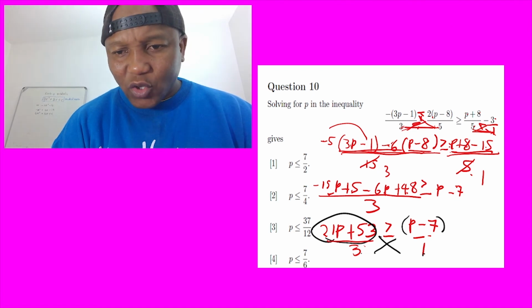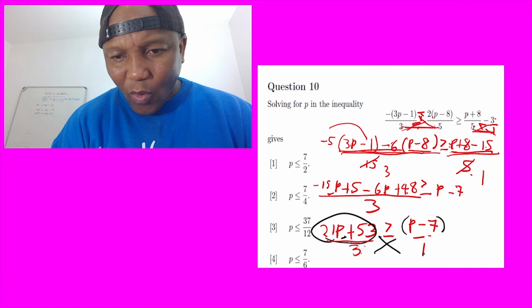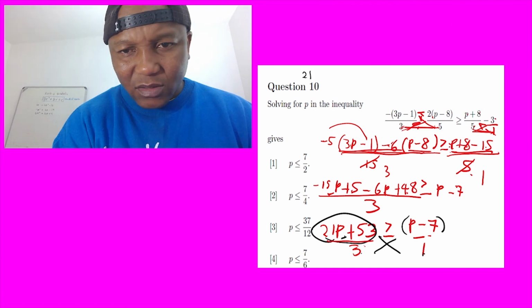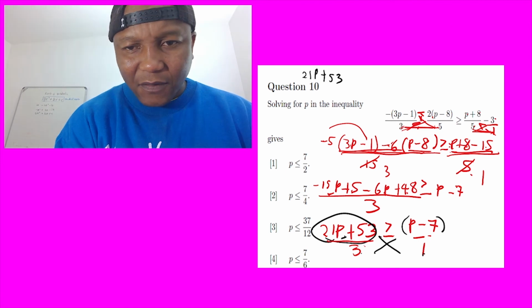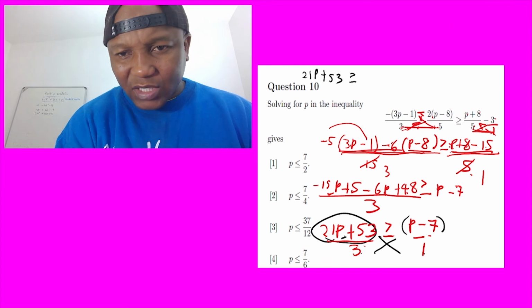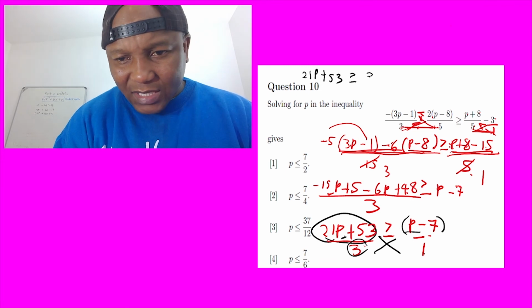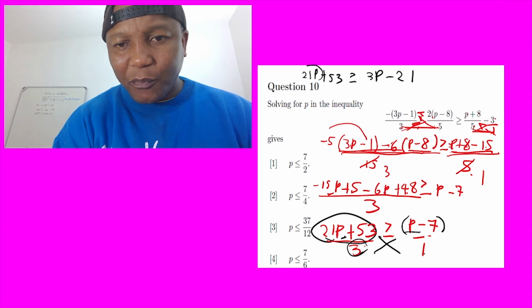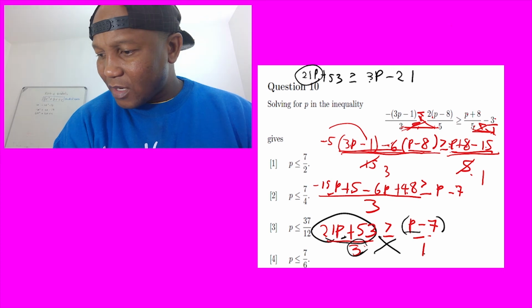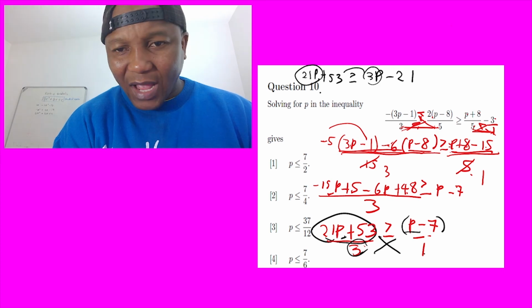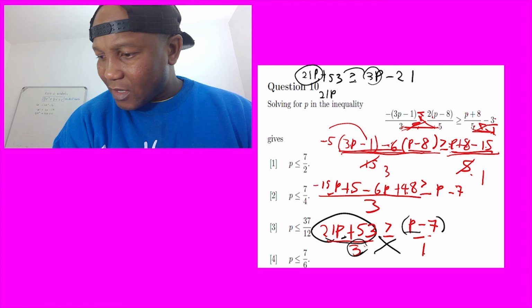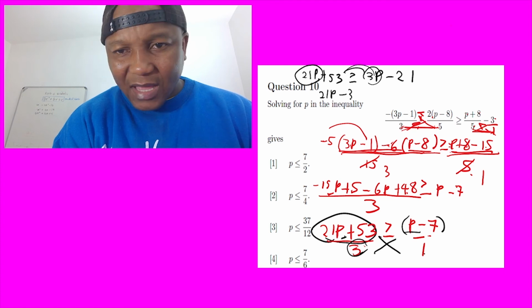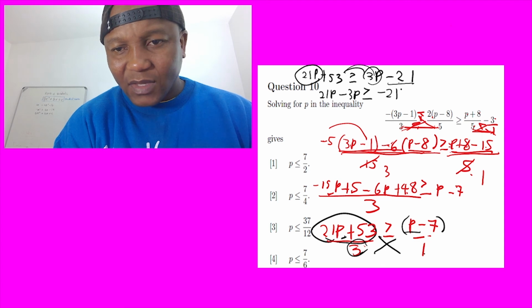Okay, so we're going to cross multiply. So 1 times everything is going to be negative 21p plus 53, and then greater or equal. Now 3 times everything is going to become 3p, 3 times negative 7, negative 21. Now we put them together. This one is going to come over, so it's going to become 21p. This is going to come back, it's going to be minus 3p greater or equal, this is minus 21. And this is going to go over, it's going to become minus 53.